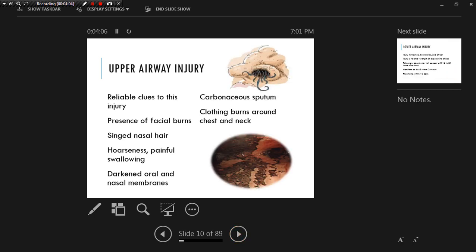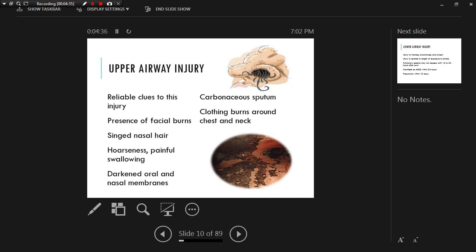So some of the signs that we might see in upper airway injuries or upper inhalation injuries with burns is the presence of facial burns, singed nasal hairs. The patient is going to have a difficult time speaking. Their voice is going to be hoarse. Painful swallowing. We might see darkened oral and nasal membranes, mucosa. Some of the sputum that they cough up might be darker in color. And some of the clothing around their chest and neck is going to be burned.